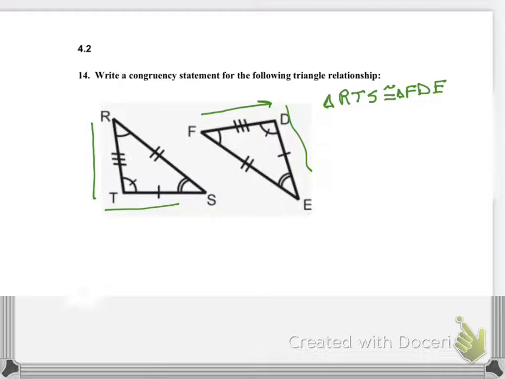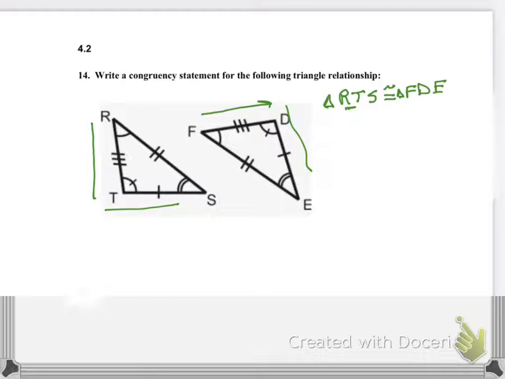Now, let's just check our work. Is it true that RT equals FD? Yes, that's true. And how about TS and DE? That's true. And then RS and FE. That's true.